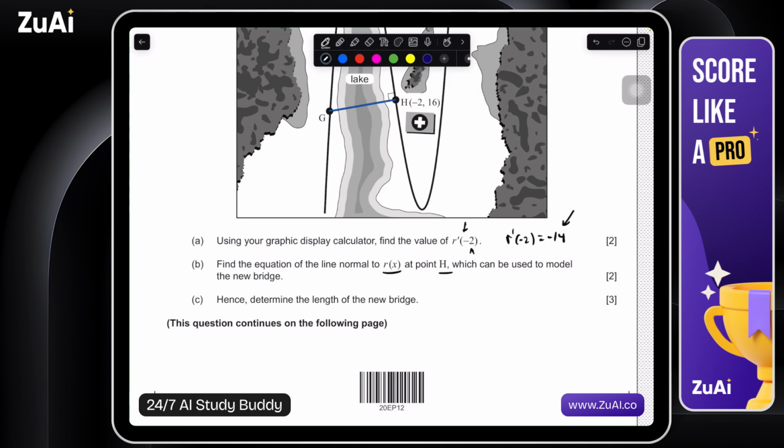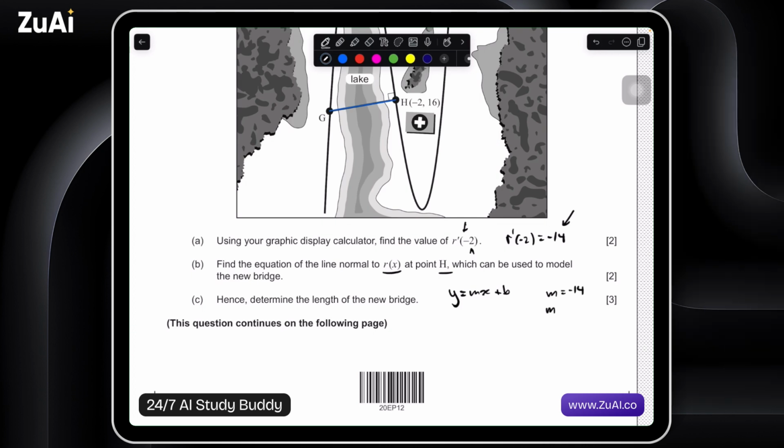An equation of a tangent or a normal is going to have y is equal to mx plus b, or mx plus c. We need to find the slope. We know that the slope of the tangent is equal to negative 14. That means the slope of the perpendicular, if negative 14 is the same as negative 14 over 1, we can take the numerator and denominator, switch it, and since it was previously a negative, we're going to multiply it by a negative, and this should be our new slope.